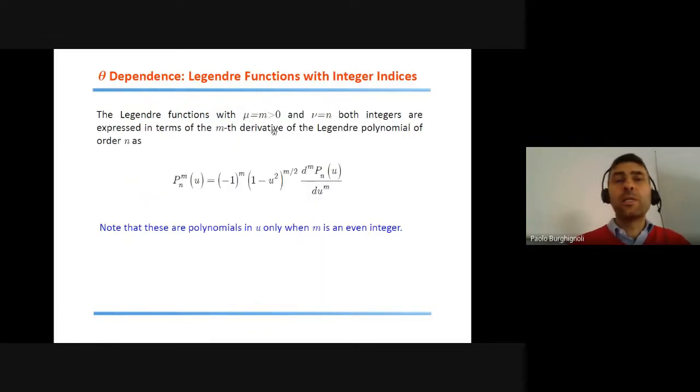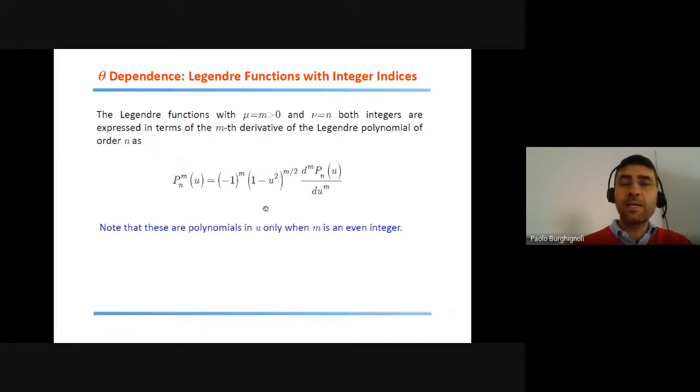When the upper index mu is an integer, but it is strictly larger than 0, and still the lower index is an integer, n, then the functions can be expressed in terms of derivatives of the Legendre polynomials multiplied by this factor 1 minus u squared to the power m divided by 2, with the result that when m is an even integer, here we have the derivative of a polynomial multiplied by an integer power of the binomial, and so therefore the associated Legendre function remains a polynomial, whereas when m is an odd integer, this is not true anymore, since we have the square root of 1 minus u squared coming from this term here.